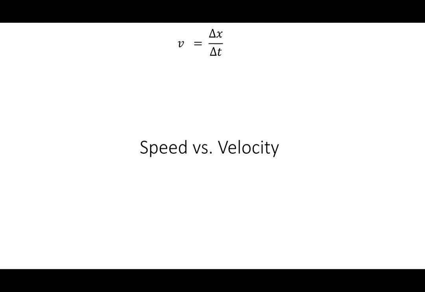Okay, let's talk about velocity. Velocity is given by this equation right here. V equals delta x over delta t. This delta x is change in position, and this is delta t, change in time.